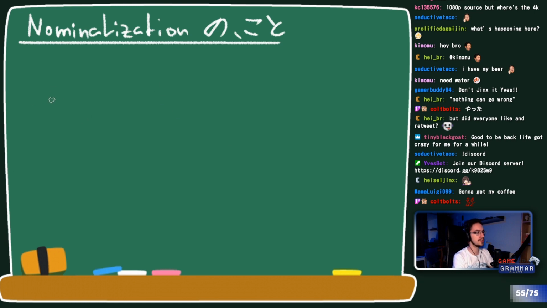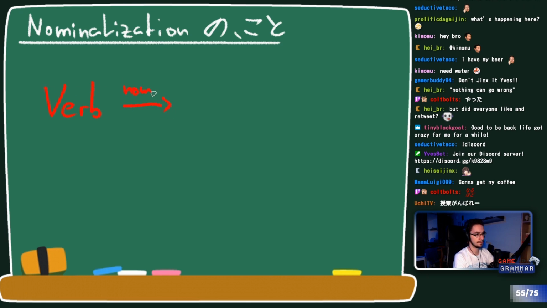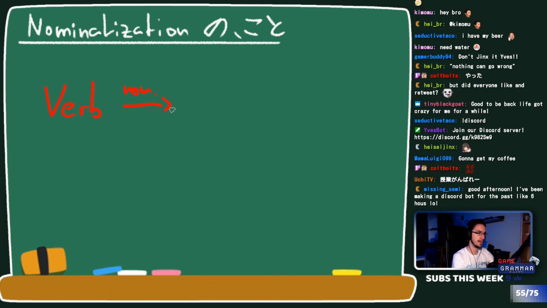So basically, today's topic will be all about taking a verb. We're going to have a verb, and we're basically just going to turn that via nominalization. I'm going to just shorten that to nom. 頑張ります。Via the process of nominalization, we're going to turn that into a noun. Now, there's a few reasons why we would want to do that.